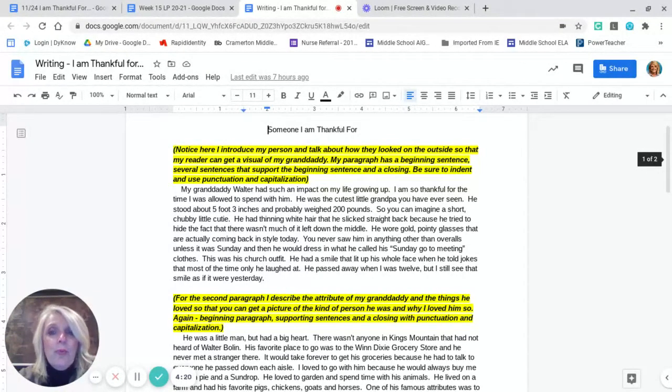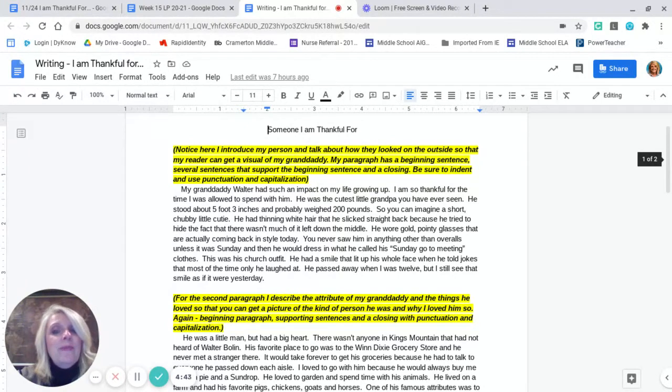He wore gold pointy glasses that are actually coming back in style today. You never saw him in anything other than overalls, unless it was Sunday, and then he would dress in what he called his Sunday go-to-meeting clothes. This was his church outfit. He had a smile that lit up his whole face when he told jokes that most of the time only he laughed at.